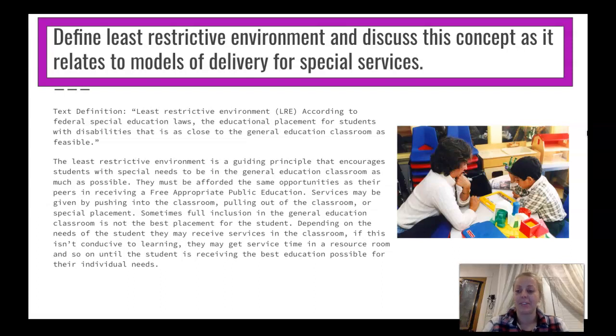So it can be full inclusion in the general education classroom. It can be push in and pull out, where a special services provider will come into the classroom and do the services for the child in the classroom. Or if that's not appropriate for that student, the special services provider will pull the child out of the classroom to do the services. You can also have a student who needs to do all of their schooling in a resource room or a separate space than the general education classroom.